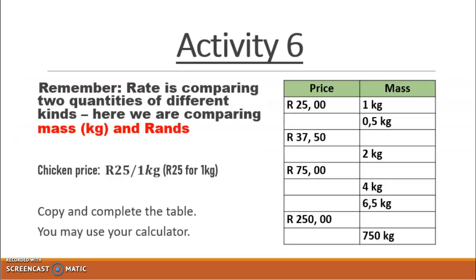Let's move on to activity 6. Remember, rate is comparing 2 quantities of different kinds. In this example over here, we're going to be looking at mass in kilograms and rands. For example, the price of chicken is 25 rand for 1 kilo. So if you pay 25 rand, you're going to get 1 kilogram of chicken. Or if you buy 1 kilogram of chicken, it's going to cost you 25 rand. Using this piece of information, copy and complete the table, and you may use your calculator for this exercise. Pause the video and press play when you're ready to mark.